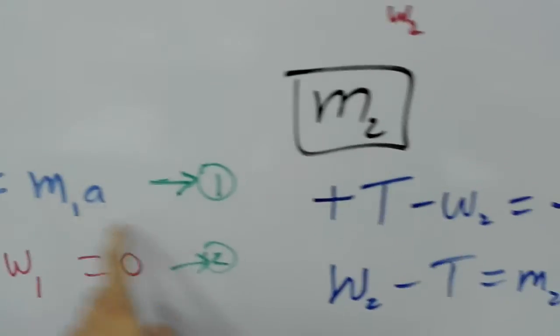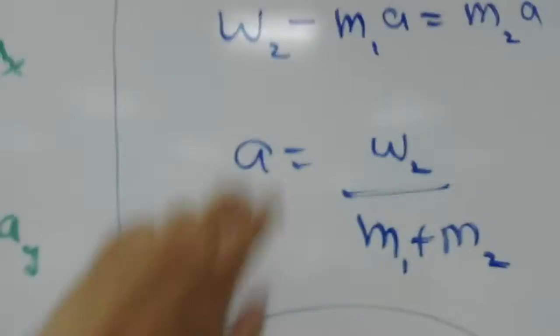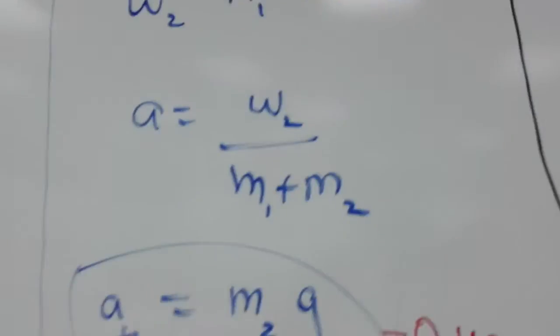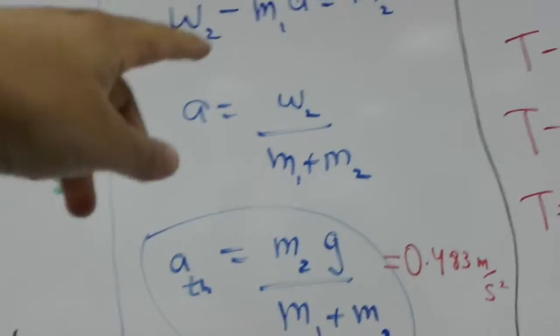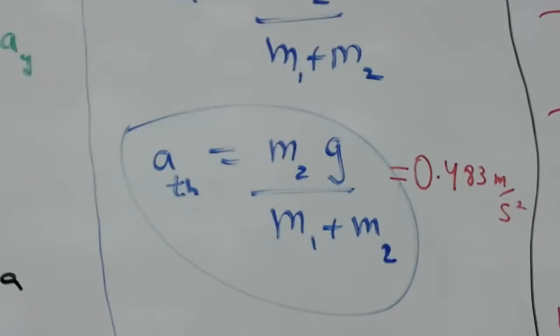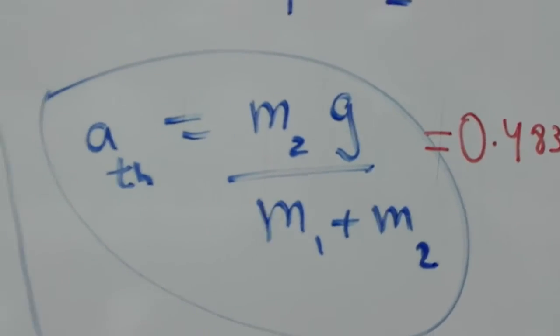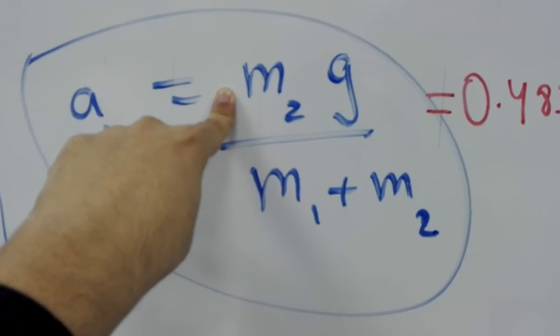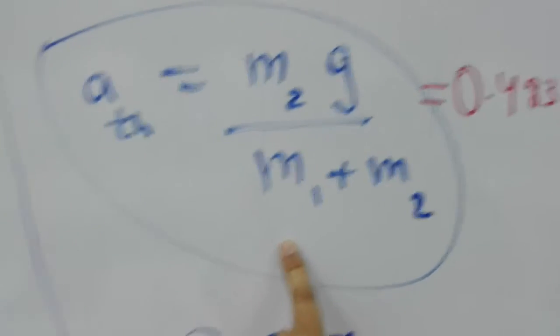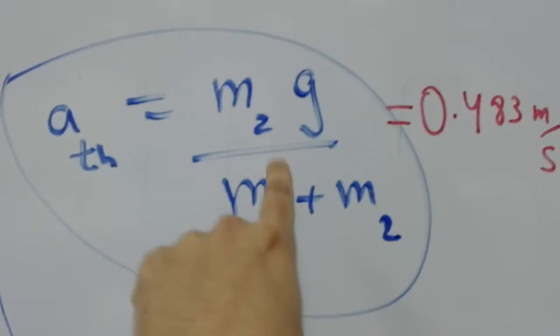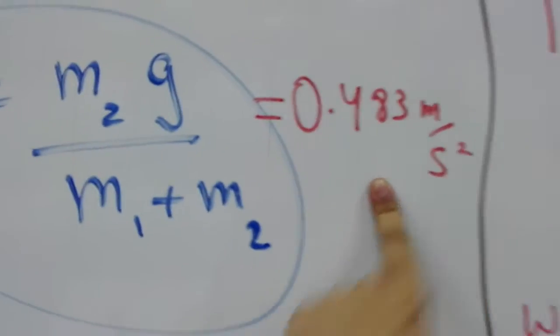You can take T from this equation and plug it into this equation. So you get W2 minus m1a equals m2a. So you can solve for acceleration now. That gives you a equals m2g divided by m1 plus m2. Your m2 in this system is 11 grams, m1 is 212 grams. So if you plug in these values, you get the theoretical value of acceleration.